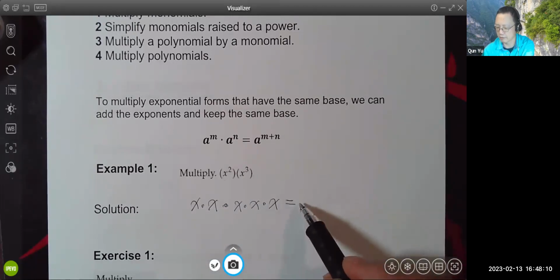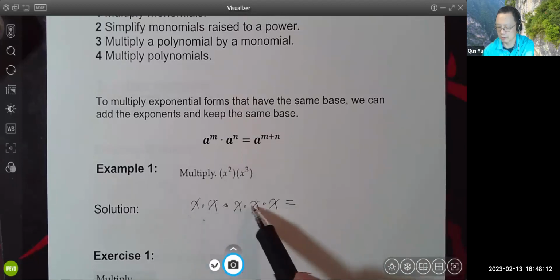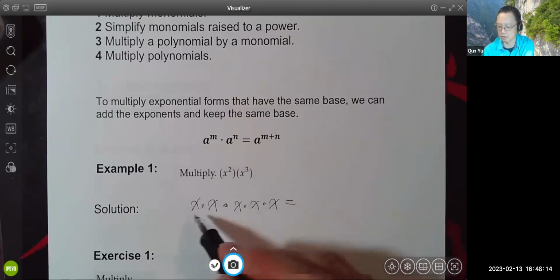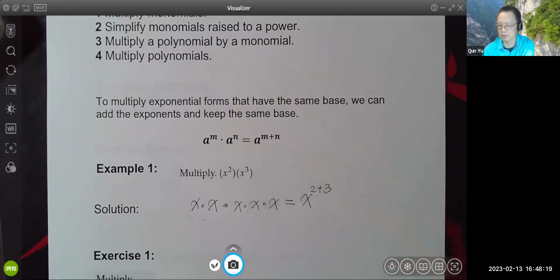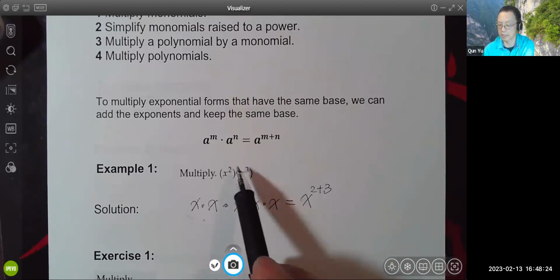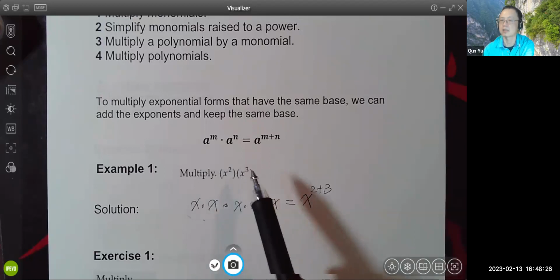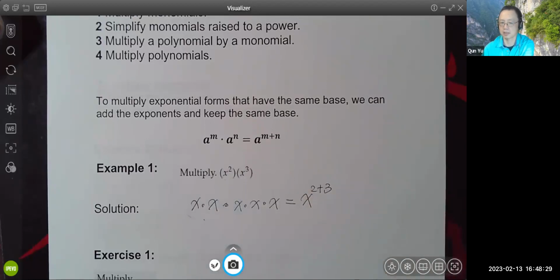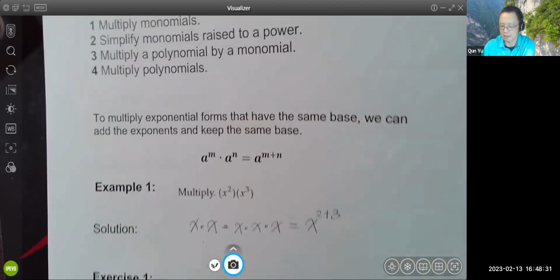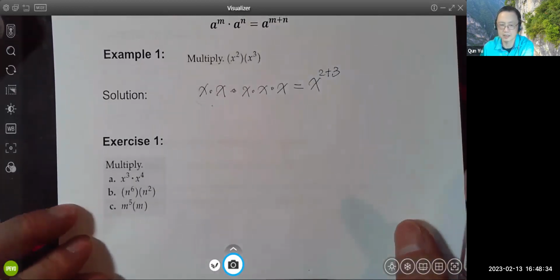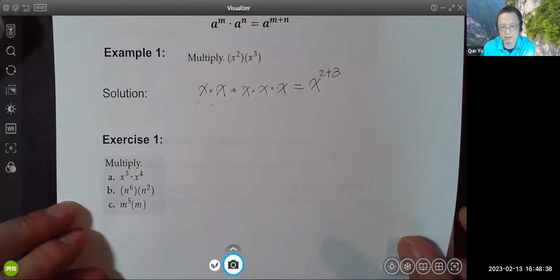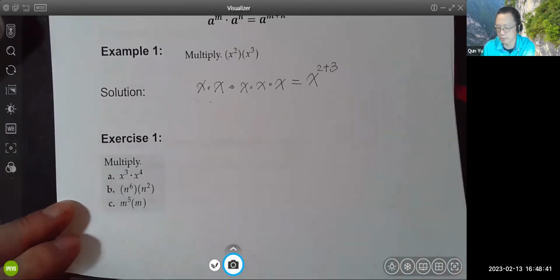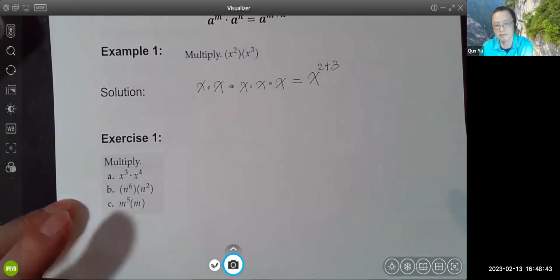How do we get 5? First, we have 2, then we add another 3. They all add together. So x to the 2 plus 3. And that's this formula. You just add these 2 exponents. When you multiply exponential forms with the same base, add exponents. So that's our first formula. Now you get these exercise problems, 3 of those. And answers to the exercise questions are in the comment area. You may ask questions if you have any.